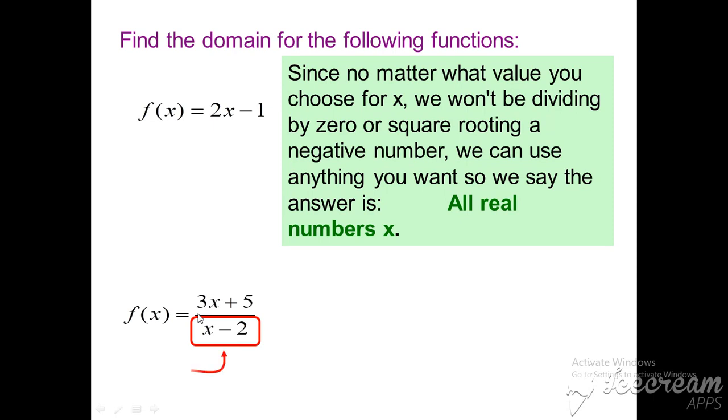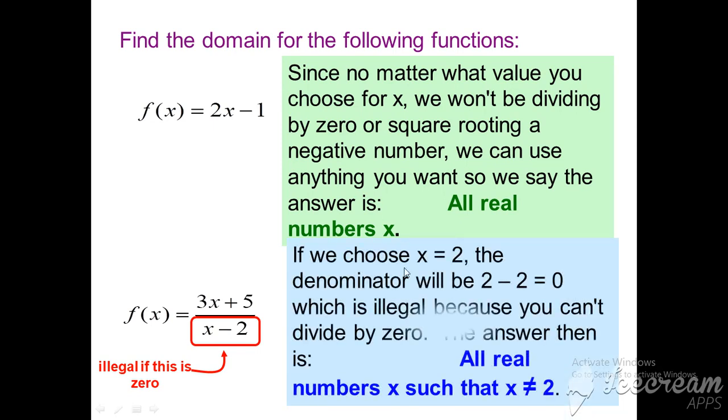Which real number can't we put here? In this denominator, it will be illegal if this is 0. When does it become 0? If we choose x equal to 2, the denominator will be 2 minus 2 equal to 0, which is illegal because you can't divide by 0. Then the answer will be all the real numbers x, so that x is not equal to 2. Therefore, the domain of this function is all the real numbers except 2.